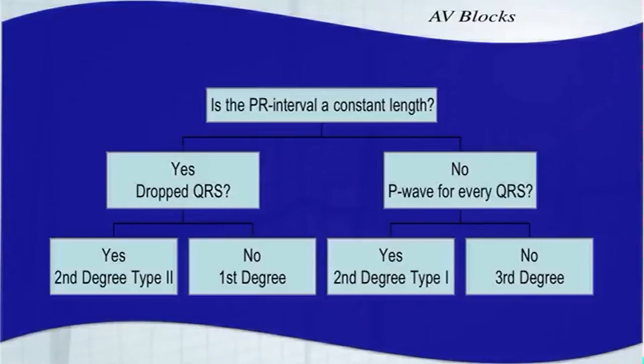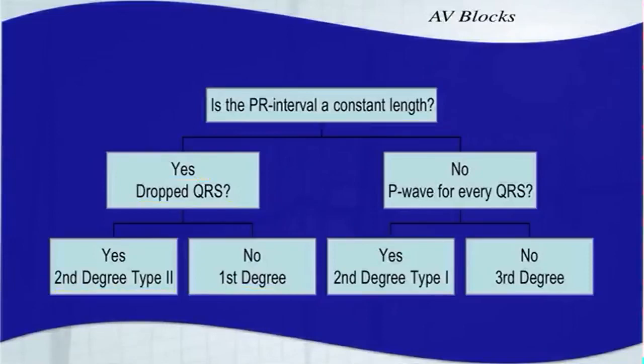First question you're going to ask, is the PR interval a constant length? If yes, you come over here. Do I have a dropped QRS complex? If you don't have a dropped QRS complex, it's probably a first degree AV block. If you do have a dropped QRS complex, it's a Mobitz 2, a second degree type 2.